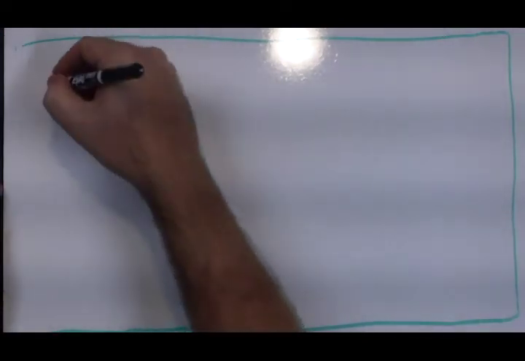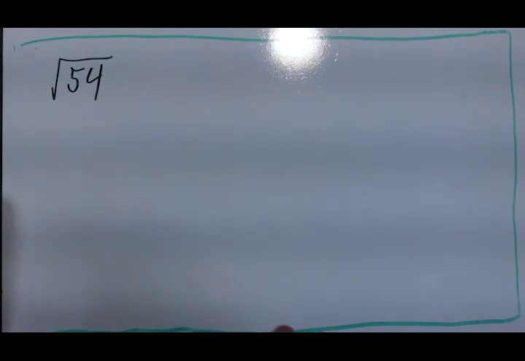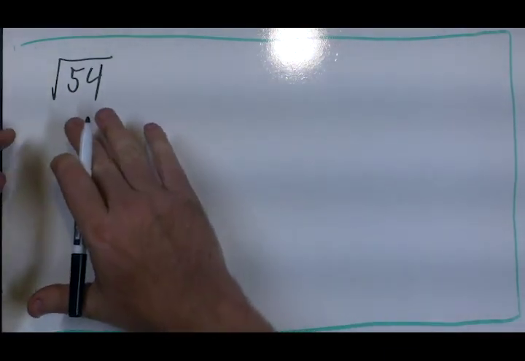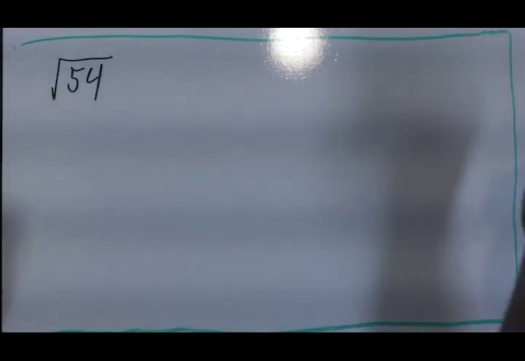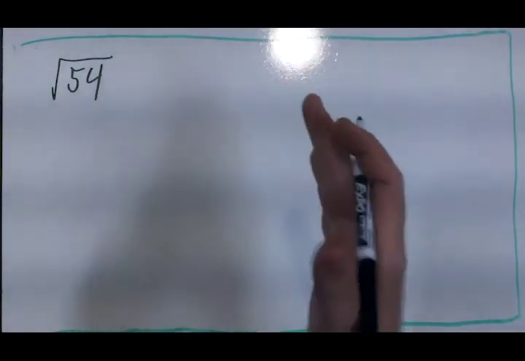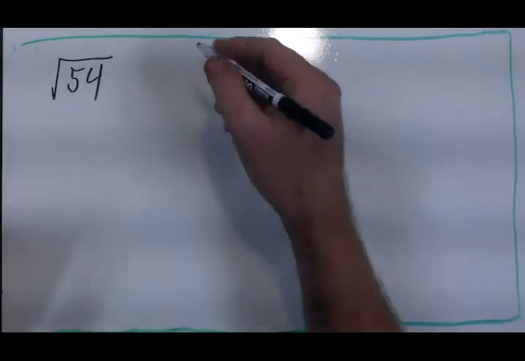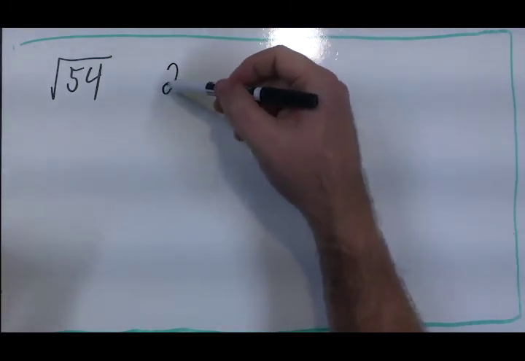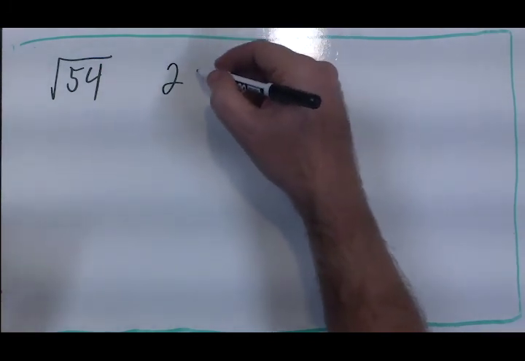So let's simplify the square root of 54. The easiest way, or at least the simplest way to teach this, is we're going to look for prime numbers. Prime numbers are numbers that you cannot multiply two things together to get, except for that number. For example, 2 is a prime number because 1 times 2 makes 2 and nothing else does, without going into fractions or something like that.